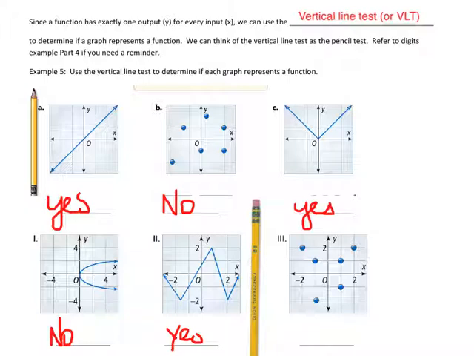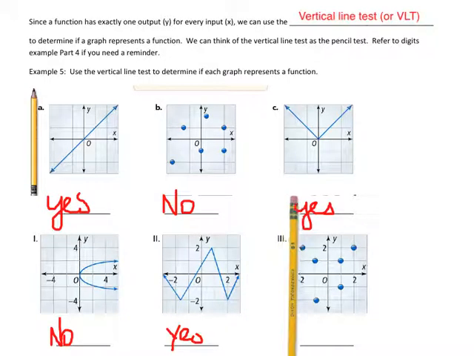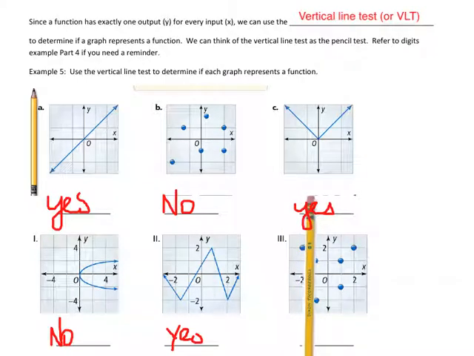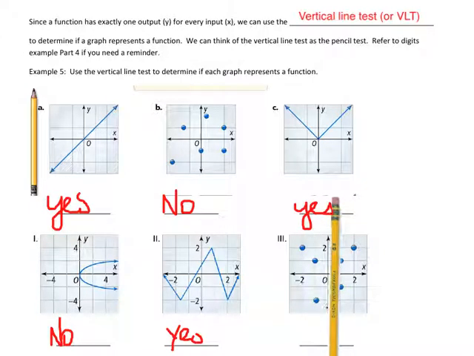And the last one. So I'm going to take my pencil. It hits once there, but it hits twice there, hits twice there. So hopefully you can see that. It hits here, and it also hits there. So when it hits more than once, it is not a function. So this is no.